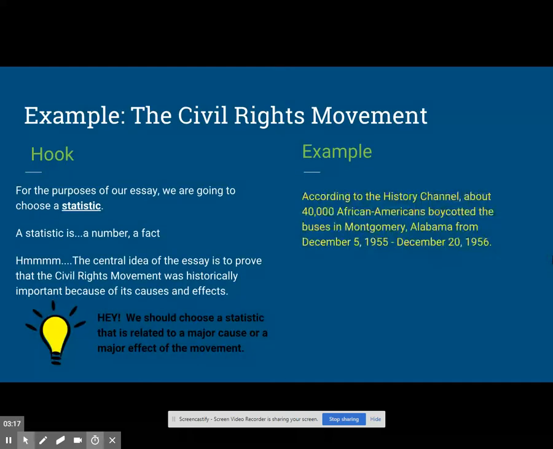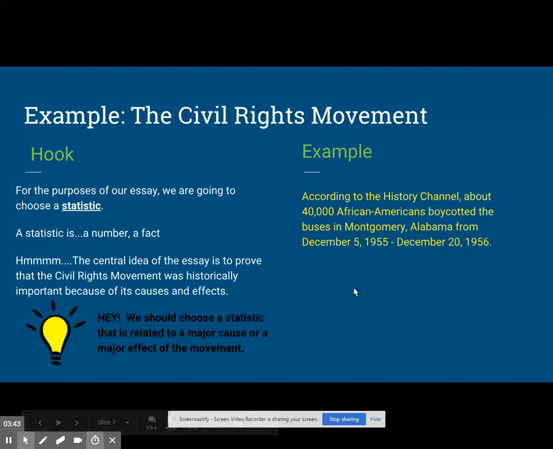So, for our essay, we are going to choose a statistic. A statistic, like I said, is a number or a fact. So, the central idea of our essay is to prove that the civil rights movement was historically important because of its causes and effects. So, we need to choose a statistic that is related to a major cause or a major effect of the civil rights movement.